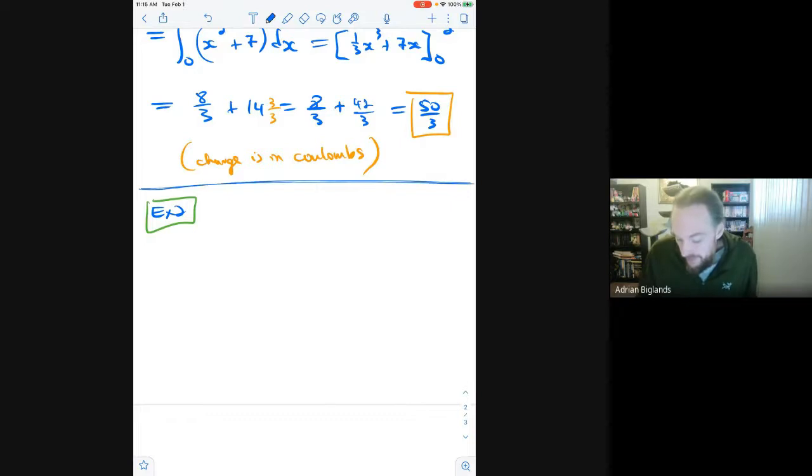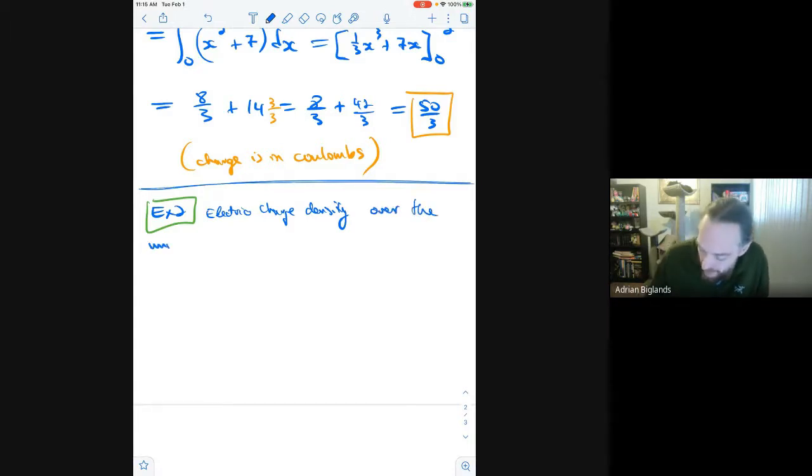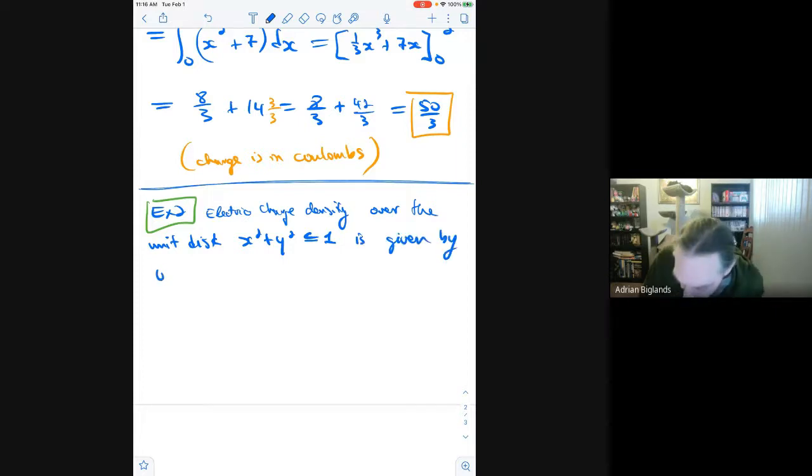So let's do electric charge density over, now let's do the unit disk, which we mean by x squared plus y squared is less than or equal to 1. So everything inside the circle, the solid region in there, is given by sigma of x, y is, what do I want? 1 plus x squared plus y squared this time.